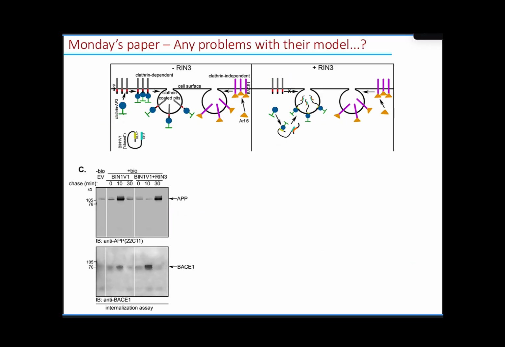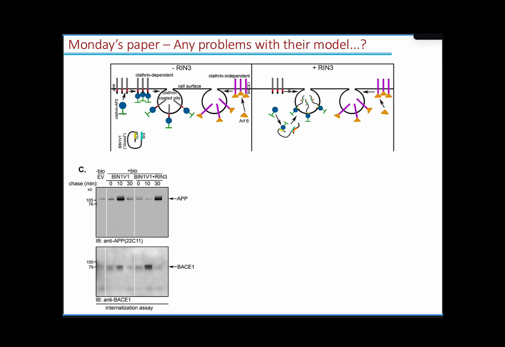But the question that I wanted to ask of all of you: do you see any problems with this model? This model was primarily based on this biotinylation chase experiment in which they painted all of the molecules on the surface of the cells with biotin. Then they let some time go by, and then they shave all of the biotin off the surface of the cell and essentially ask what has made it in, what has been internalized.